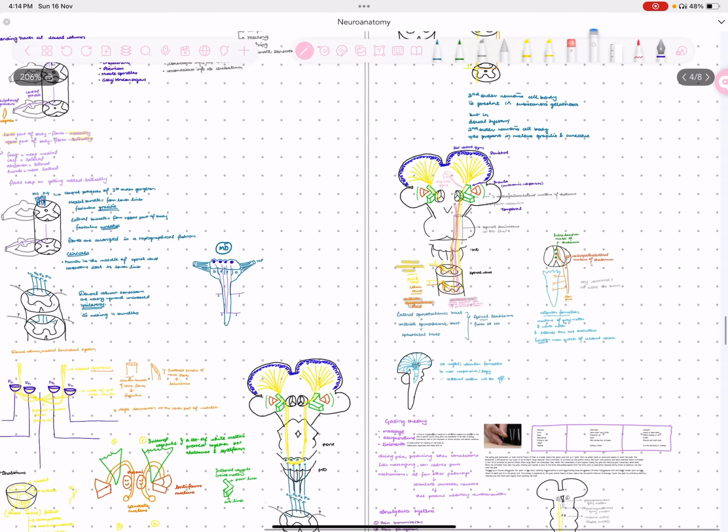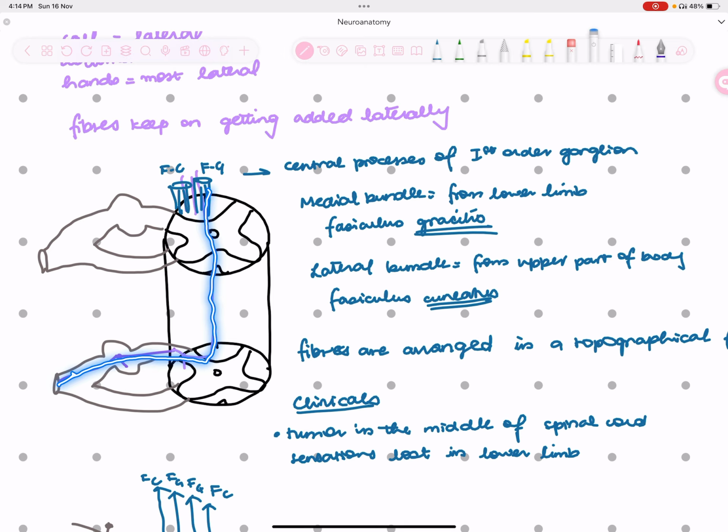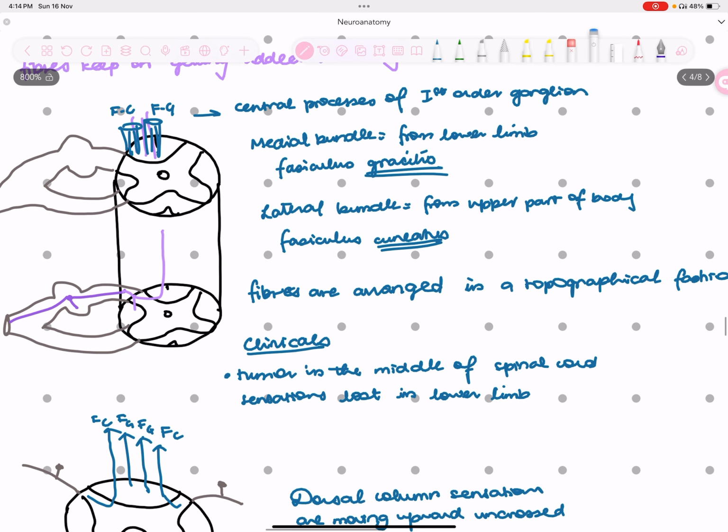So this is fasciculus gracilis. This is bringing all the information that's medial, so from the lower limb, right? So the medial bundle from the lower limb is fasciculus gracilis. The lateral bundle from the upper part of the body is fasciculus cuneatus. So excuse my mistake that I made here. Your first order neuron is coming and it's going to terminate at the nucleus, the gracilis nucleus and the cuneatus nucleus.